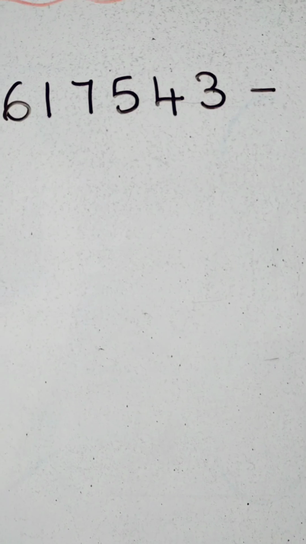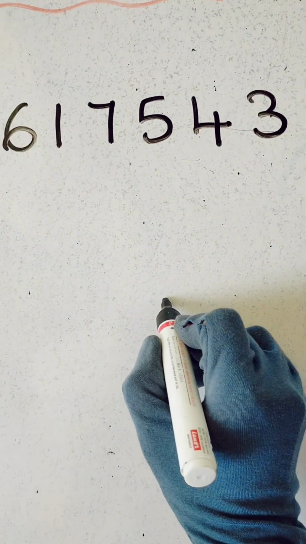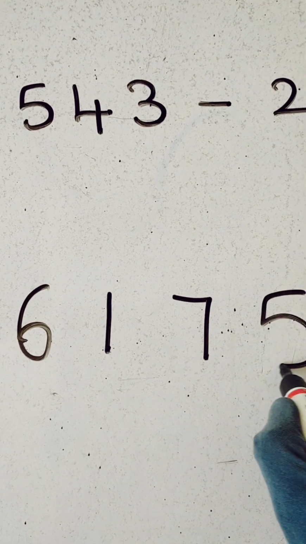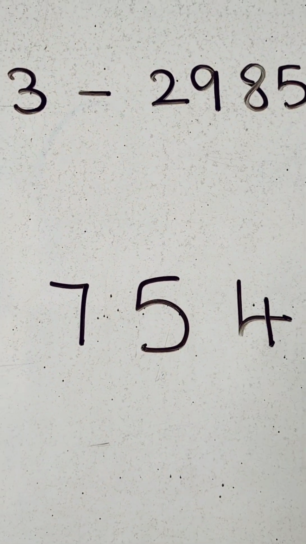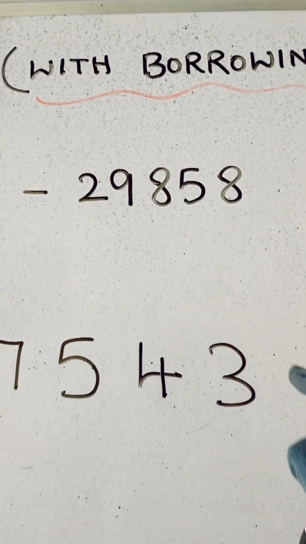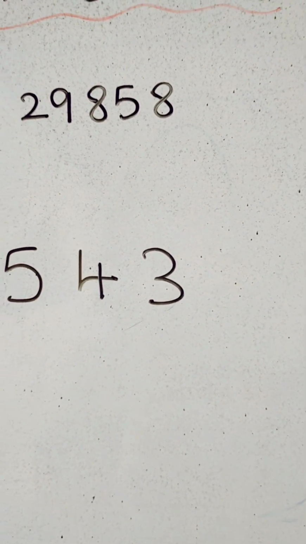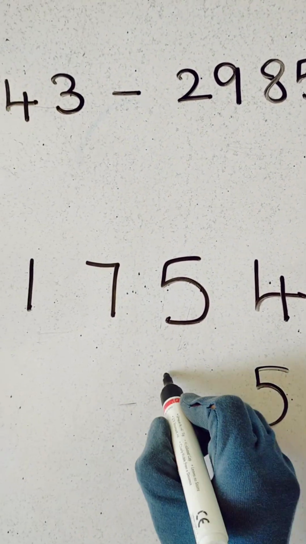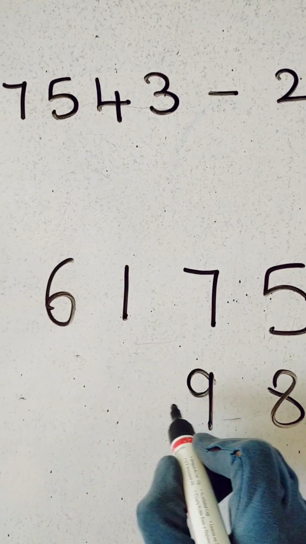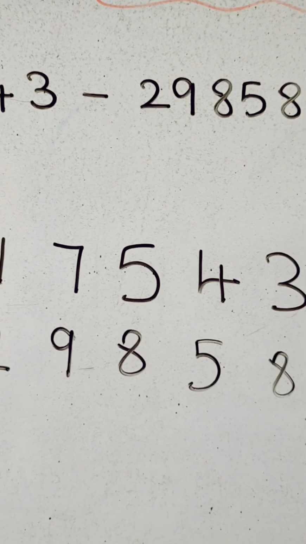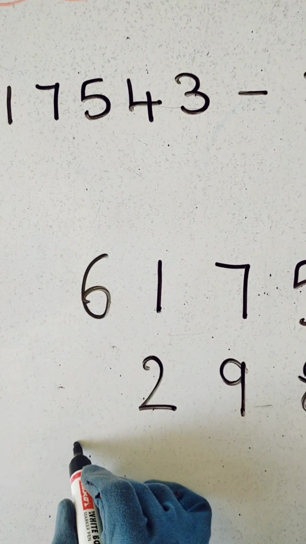See, now first you arrange, take down this number 6, 1, 7, 5, 4, 3. Okay, you noted it. Now the second number, start writing it from the right side to avoid any confusion. 8, 5, 8, 9, 2. Because it is one digit less, right? If you start writing from here, you may make some mistake. That's the reason I told you to arrange it from right.